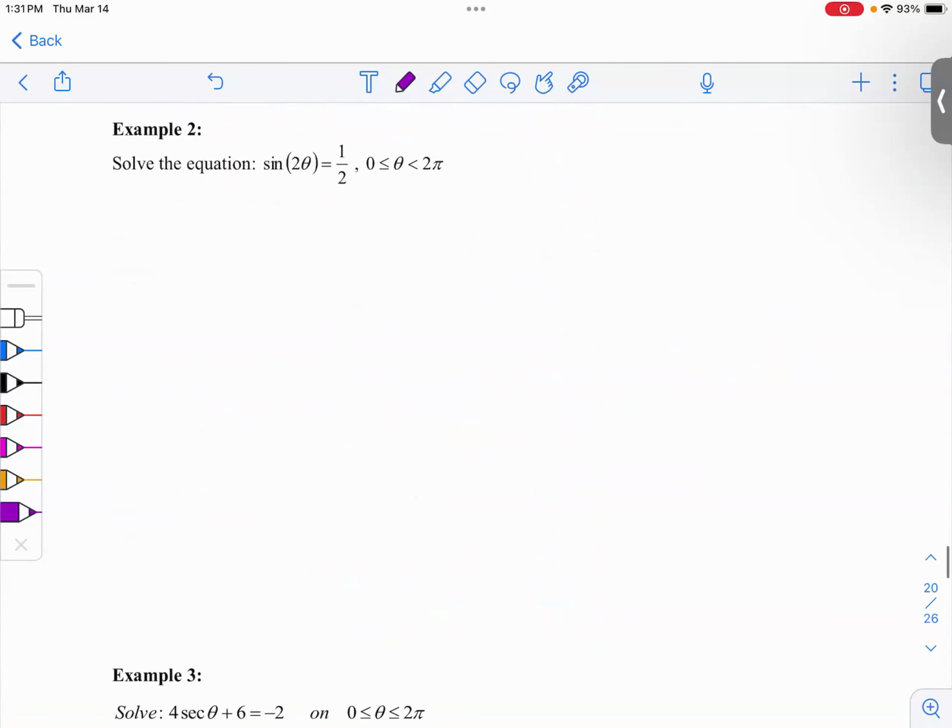Okay, let's look at another one. Solve the equation: sine of 2 theta equals 1/2. Okay, so already now I'm adjusting.